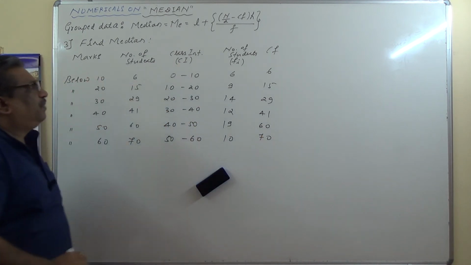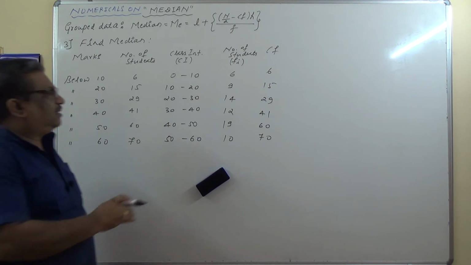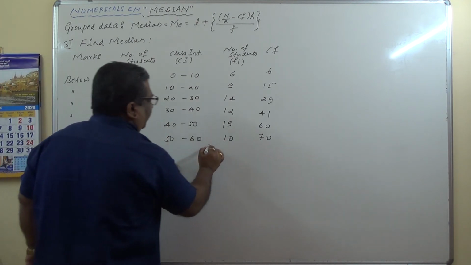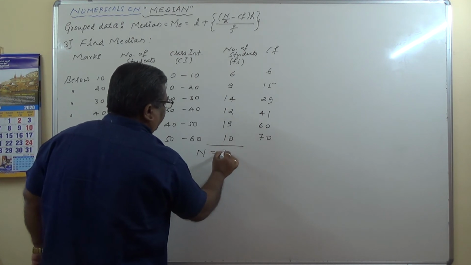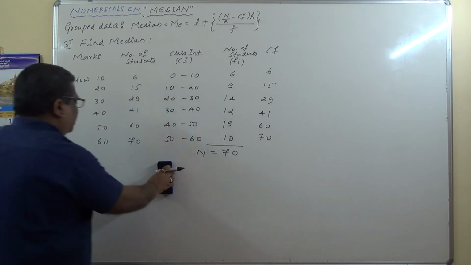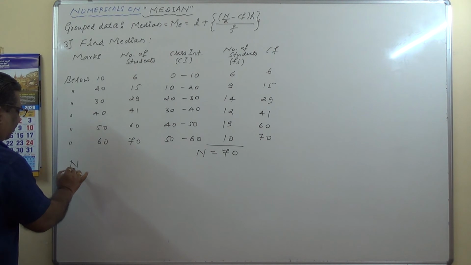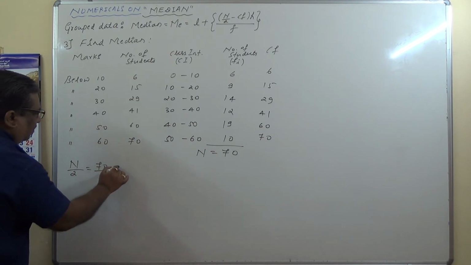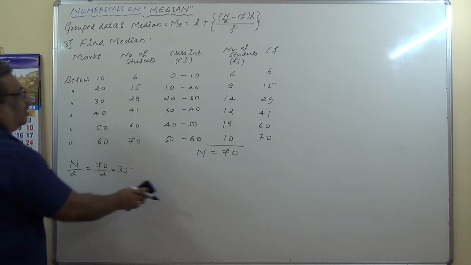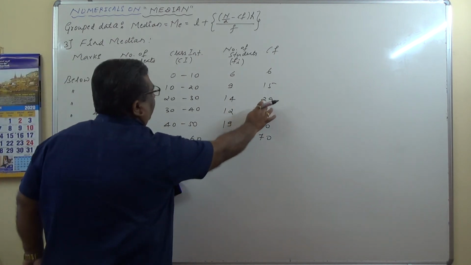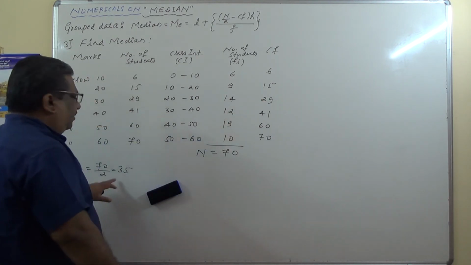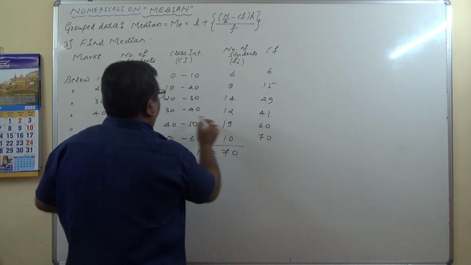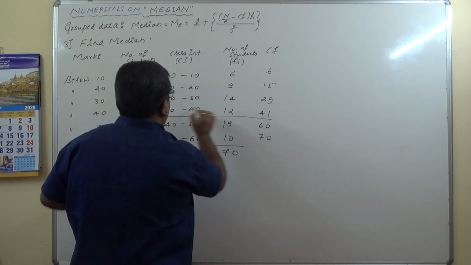Is it right? Okay. So let us start solving the problem now. What is it that we require here? Sigma f, n equals 70. So first let us locate n by 2, which equals 70 by 2, which is 35. In the CF column, locate 35. 35 is not available, so take just greater than 35. Greater than 35 is 41. So this is the median class.